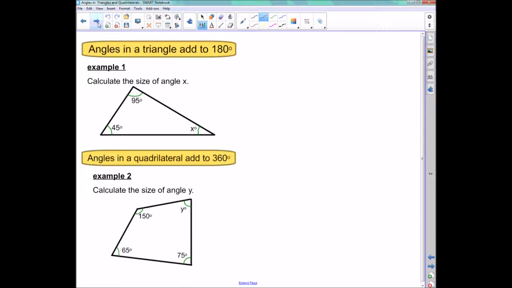So we're going to deal with these just like we dealt with straight line questions and angles at a point questions. So first off, I'm going to add up the angles that have been given to me. So that's 45 and 95. 5 and 5 is 10. 4, 9 and 1 is 14. And now I'm going to take that value away from 180. So that will give me 40. So x is 40 degrees.